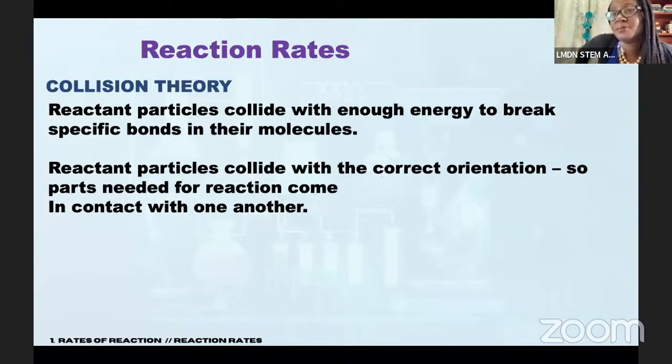So sometimes you'll have a reaction that doesn't proceed because the orientation isn't correct or there isn't enough energy in the system to overcome the old bonds to make new bonds. The collision theory is really just laying down the framework, letting you know that you need these things to happen before the reaction can take place.